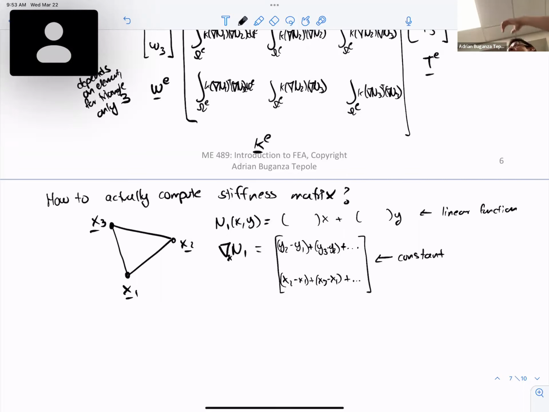which means that after you plug in the values of the nodal coordinates, you will get some number. After you plug in what the coordinates of the element are, you will get some number, I don't know, 2, 3.